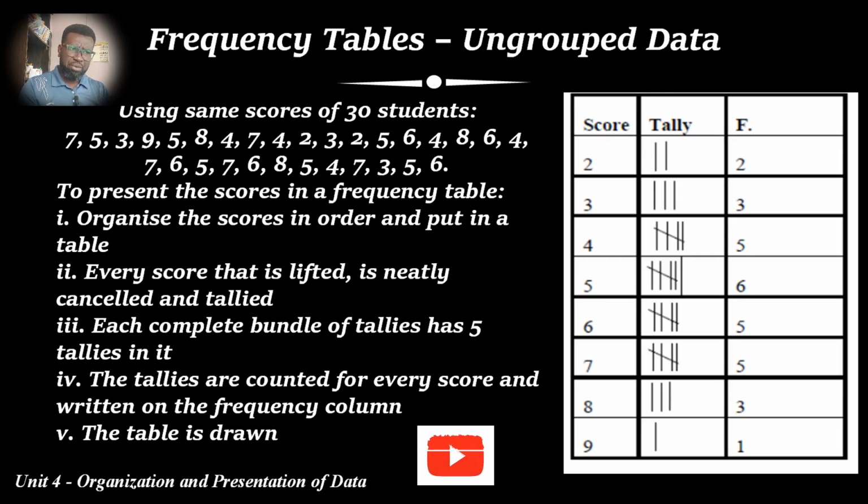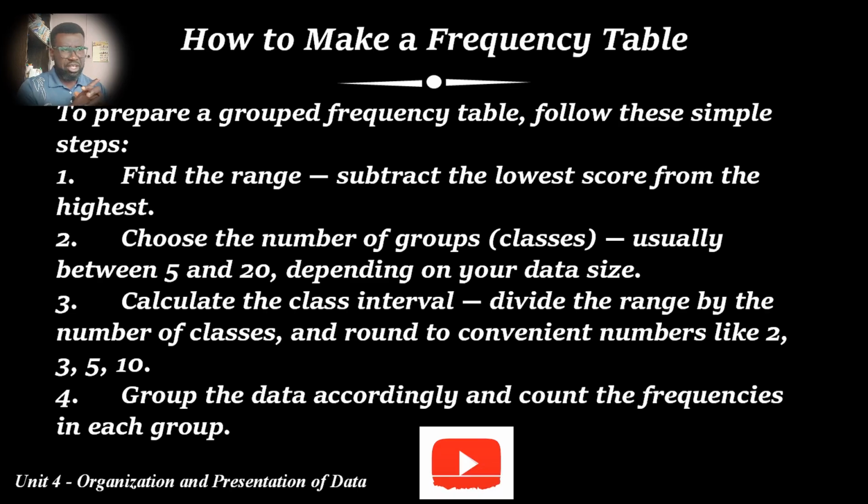Now, how do we really make a frequency table? To prepare a grouped frequency table, just follow these simple steps and you are good. Number one, find the range. How do you really find the range? You subtract the lowest score from the highest score. Take a look at the data we have presented earlier. Just subtract the lowest from the highest, and you'll find the range.